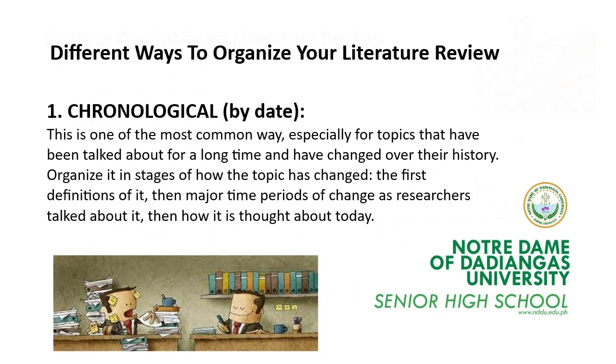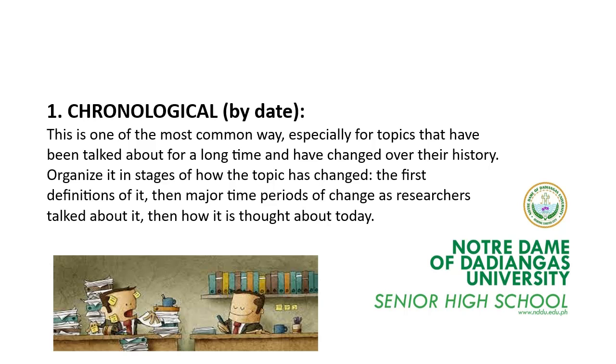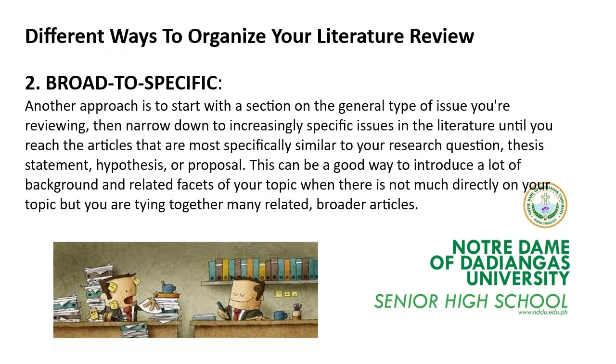After the tedious process of reviewing and selecting literature, there's a question of how you will present it in a logical and interesting manner that will entice your reader to finish the chapter. There are several ways of organizing a literature review. 1. Chronological: organize it in stages of how the topic has been talked about by researchers, from the first definitions, then how it is thought about today. 2. Broad to specific.